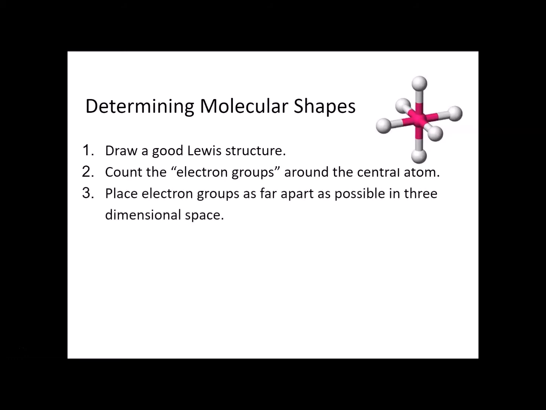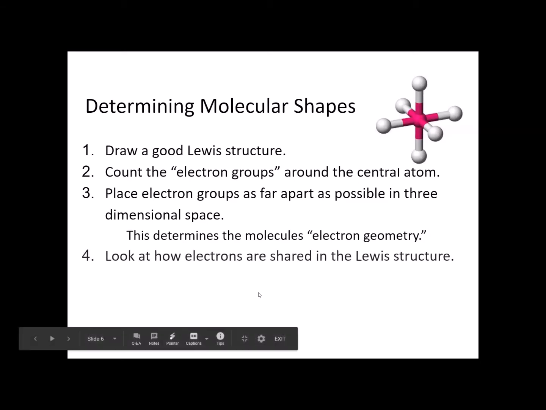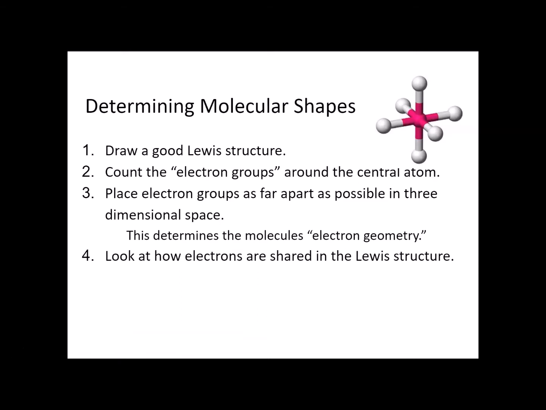Third, and here's where it gets a little interesting, we're going to place electron groups as far apart as possible in 3-dimensional space. Remember, electrons repel each other. They want to get as far apart as possible. That placement of electron groups as far apart as possible is what determines what we call the electron geometry of the molecule. And then fourth, final step here, look at how the electrons are actually shared in the Lewis structure.